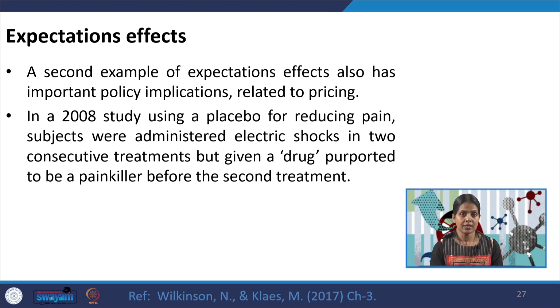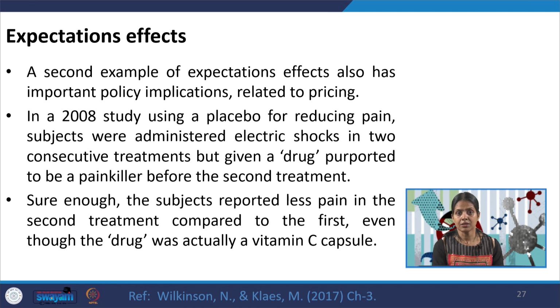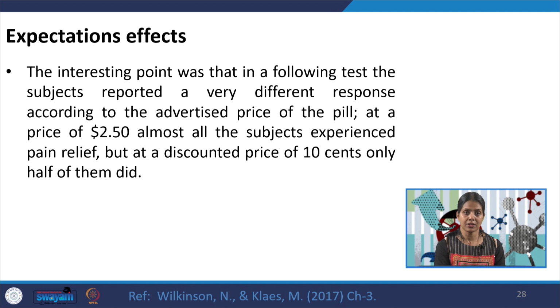In a 2008 study using a placebo for reducing pain, subjects were administered electric shocks in 2 consecutive treatments, but given a drug purported to be a painkiller before the second treatment. Sure enough, the subjects reported less pain in the second treatment compared to the first, even though the drug was actually a vitamin C capsule. So, as we observed, the pill was actually not supposed to have any impact on the patients, but nevertheless they felt better just because of their expectations.